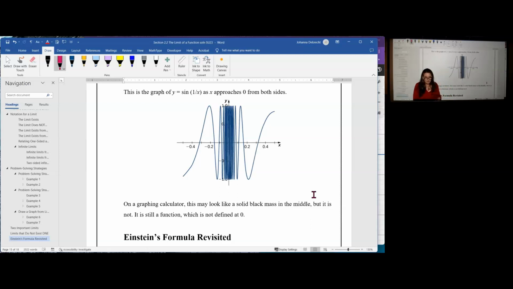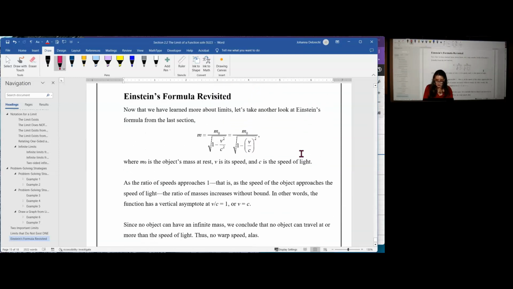The last thing we want to do is take a look at that formula that we started out with in the last section. This is Einstein's formula proving that it is not possible to travel at the speed of light. Again, m naught is your mass at rest. M is your mass as you're moving. V is your velocity, and c is the speed that light travels.